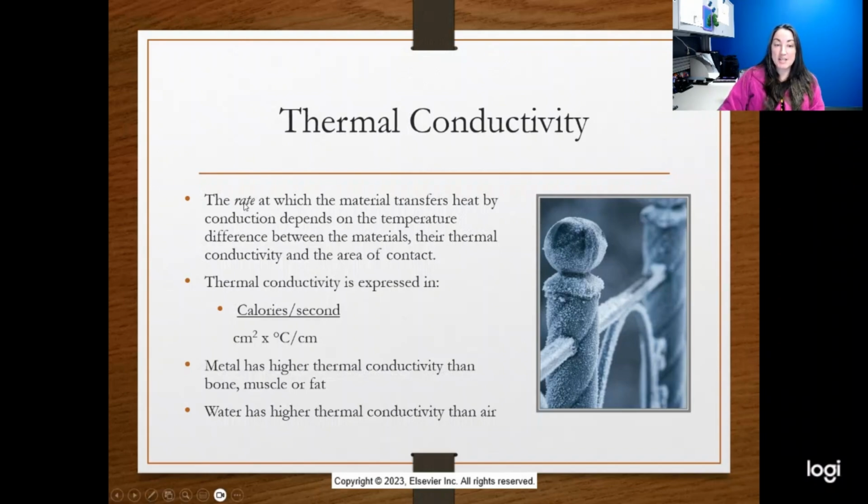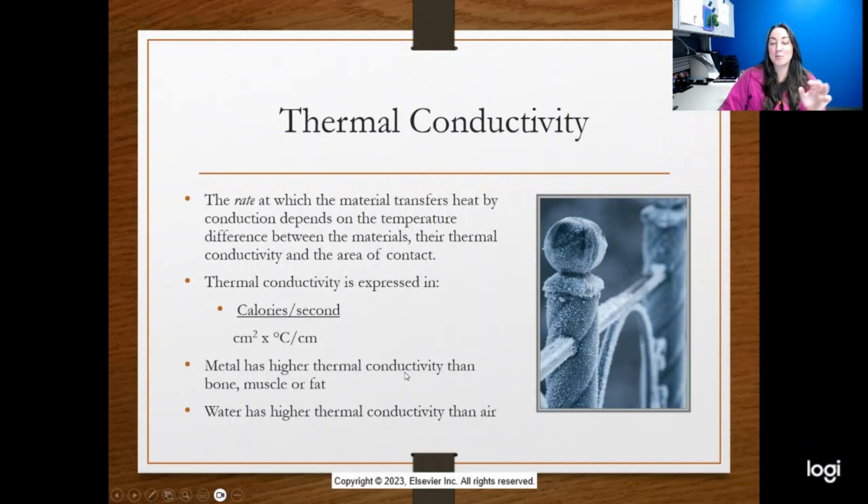Thermal conductivity, that's the rate at which the material transfers heat by conduction. So this is kind of a subcategory of conduction, or an explanation of the rate that conduction happens. The rate at which the material transfers heat by conduction depends on the temperature difference between the materials, their thermal conductivity, and the area of contact. And it's expressed in an equation here. You don't need to memorize the equations, but that's just there for your excitement. I'm sure you love it.